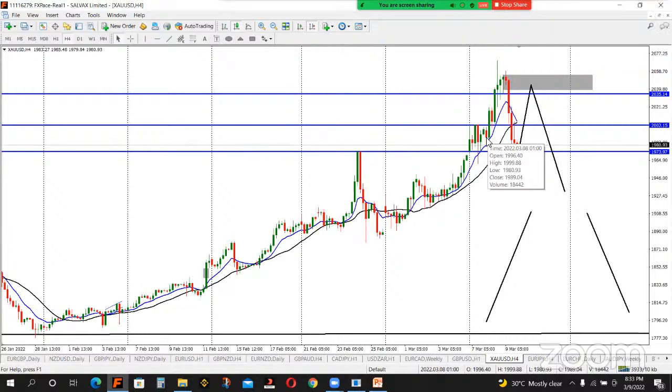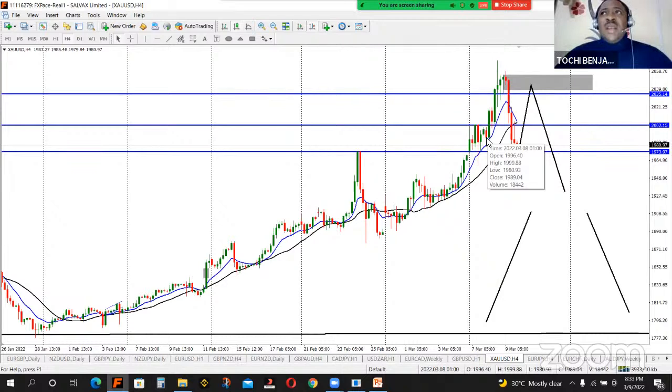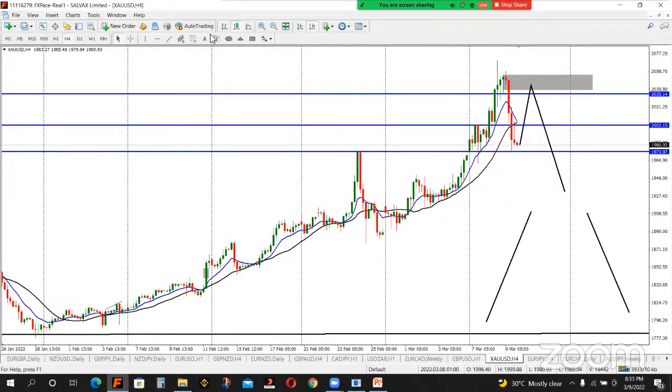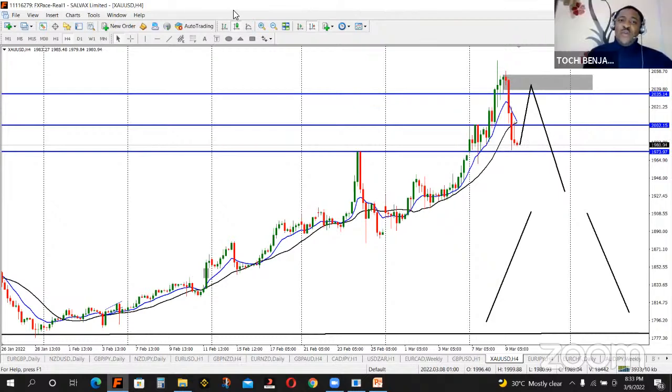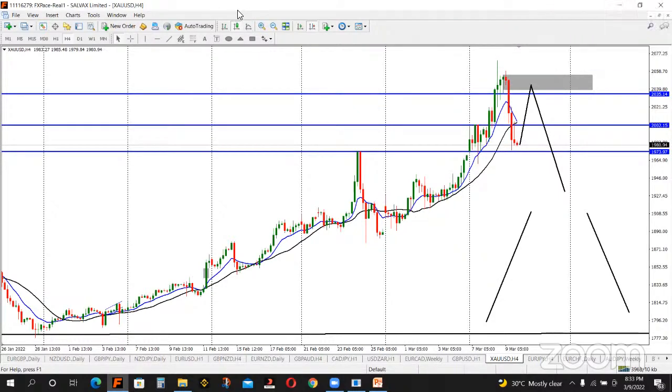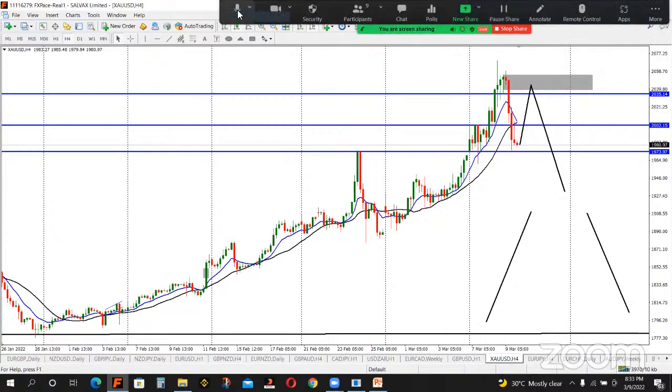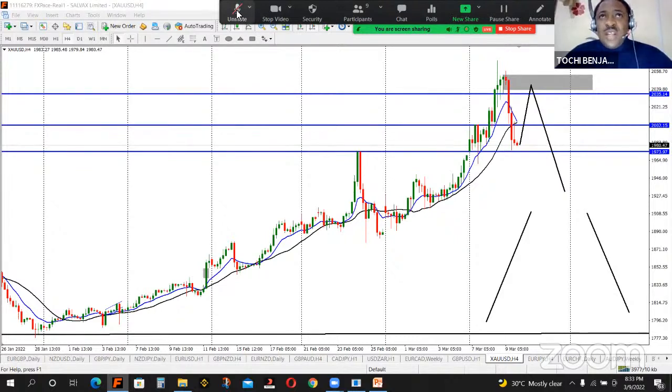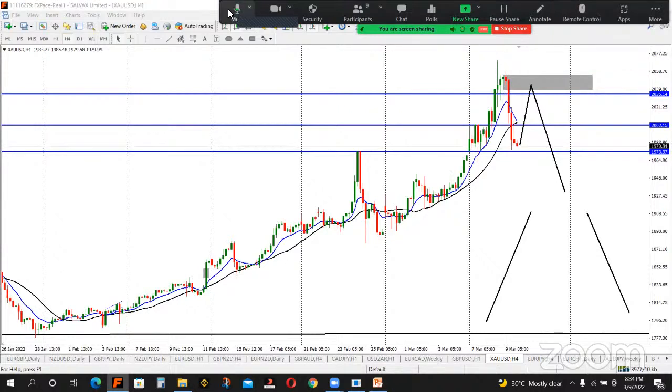Let me tell you today that Fibonacci is a way of trading support and resistance. It's another way of trading support and resistance. Those Fibonacci levels, as we will say today, are support and resistance levels on our chart.